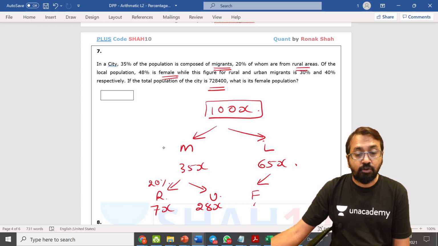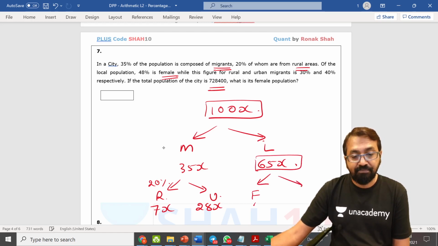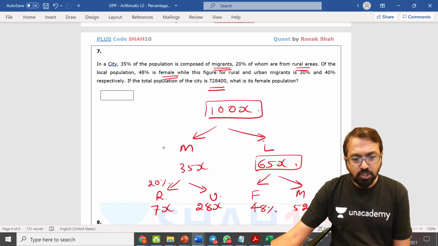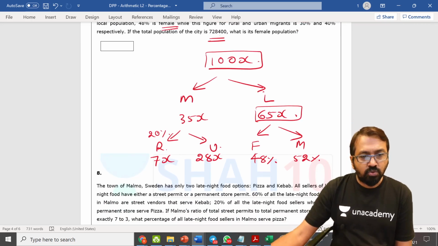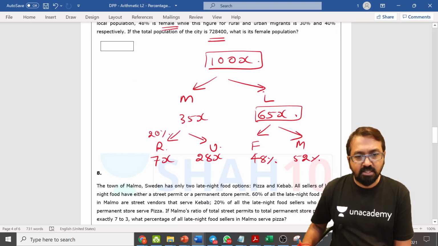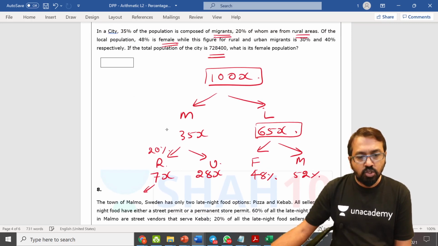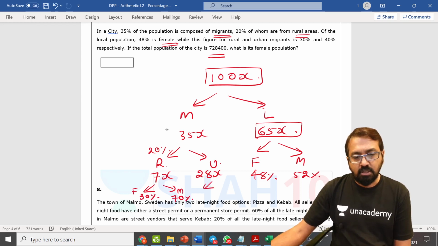Okay, now we need to find out 48% of this 65x. So instead of finding it, let me just write 48%, and male will be the remaining 52%. While this figure for rural and urban migrants is 30% and 40% respectively. Okay, fine, they have given this. So for rural, 30% are female, and the remaining 70% are male. And for urban population, females are 40% and males are 60%.